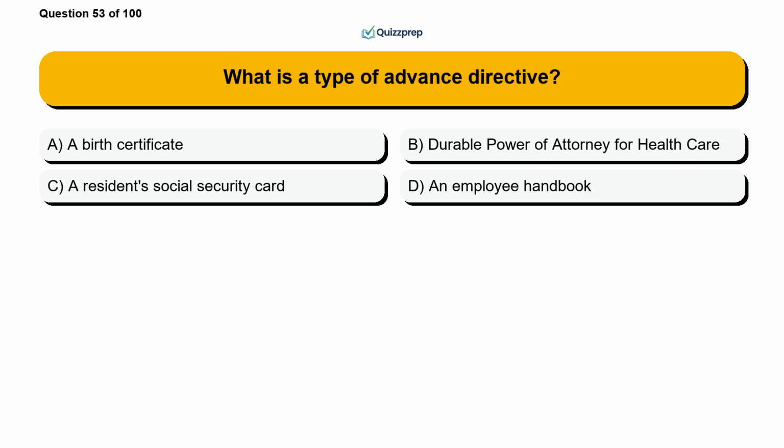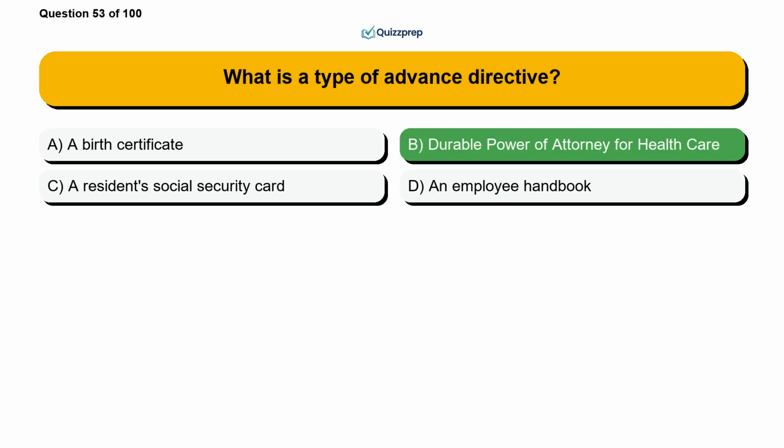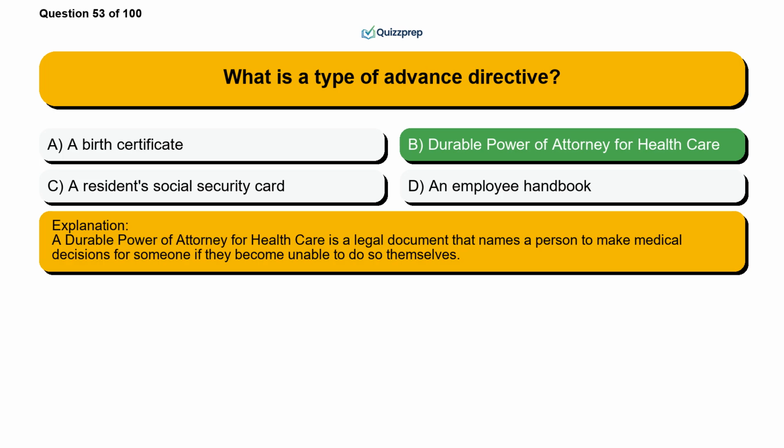Question 53. What is a type of advance directive? Option A. A birth certificate. Option B. Durable power of attorney for healthcare. Option C. A resident's social security card. Option D. An employee handbook. The correct answer is option B. Durable power of attorney for healthcare. A durable power of attorney for health care is a legal document that names a person to make medical decisions for someone if they become unable to do so themselves.